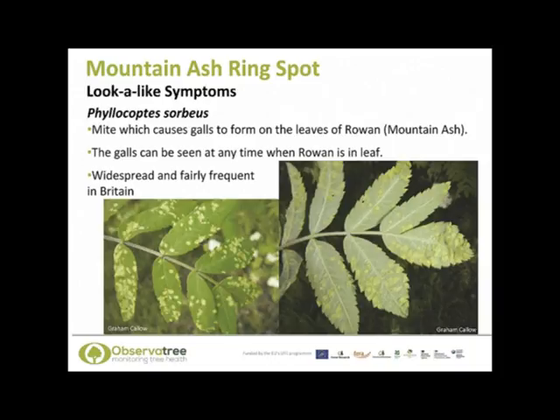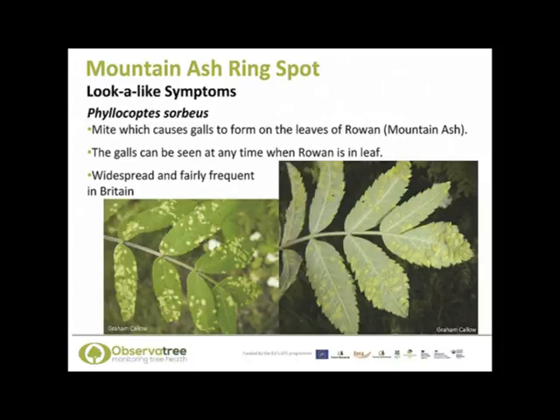Let's now consider symptoms which could be confused with the European mountain ash ring spot associated virus. There are two mites which cause galls on Sorbus leaves. The first is Phyllocoptes sorbeus. This mite causes galls to form on the leaves of mountain ash, and it's fairly widespread and frequent in Britain. From a distance, these galls can resemble the speckling that European mountain ash ring spot associated virus can produce. However, when you look more closely, you will see that the leaf tissue is actually distorted, and there are no ring spots or oak leaf patterning.